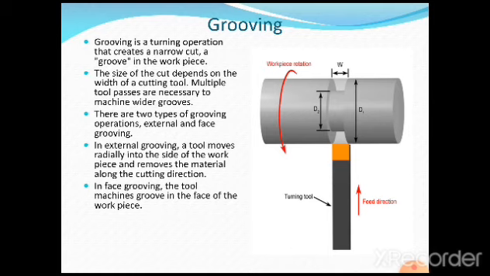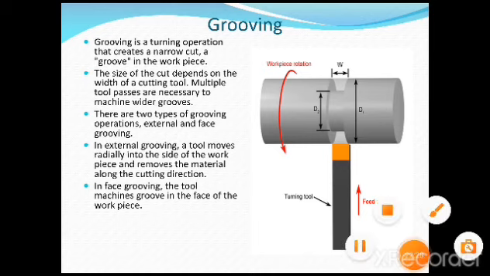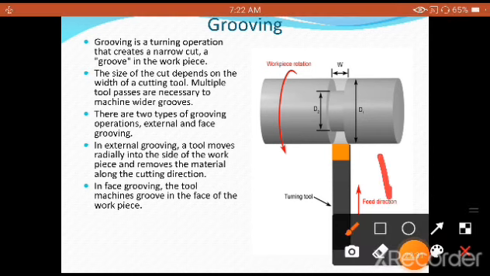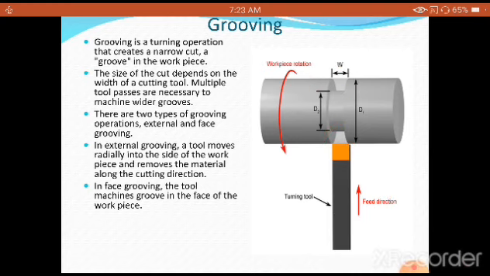There are two types of grooving operations, external and face grooving. One is called an external grooving. So whatever I have shown, this is called an external grooving. A tool moves radially into the side of the workpiece and removes the material along the cutting direction. So the feeding direction is directly like this. Depending upon the width, I am going to generate the groove. That is called a groove.